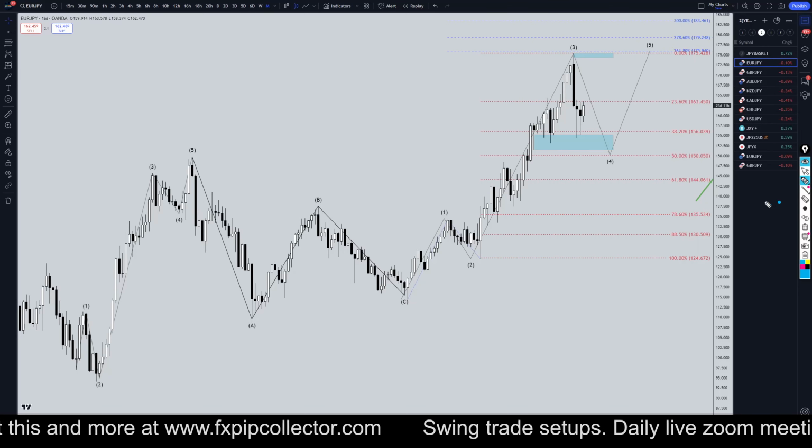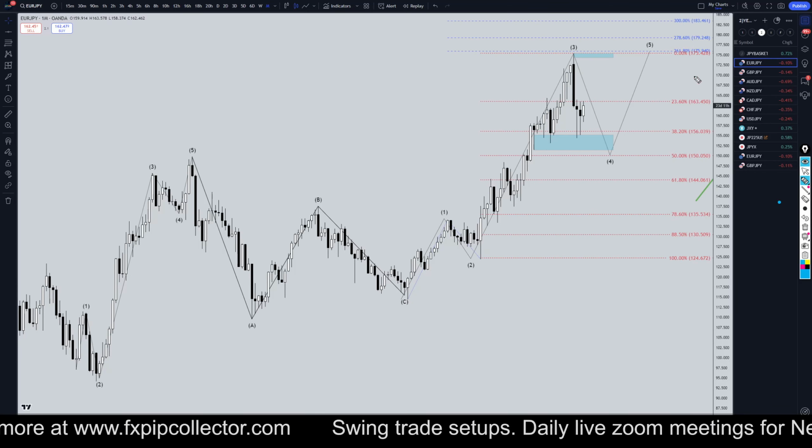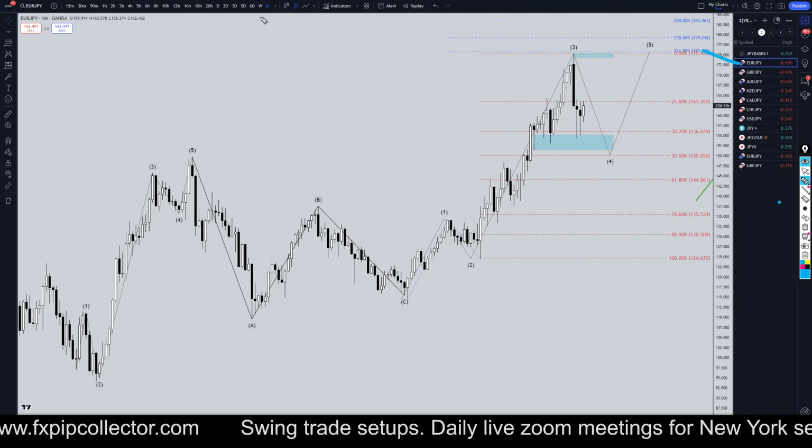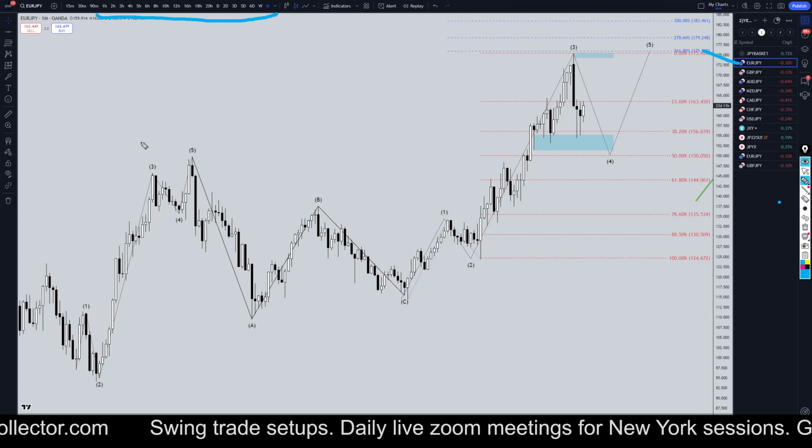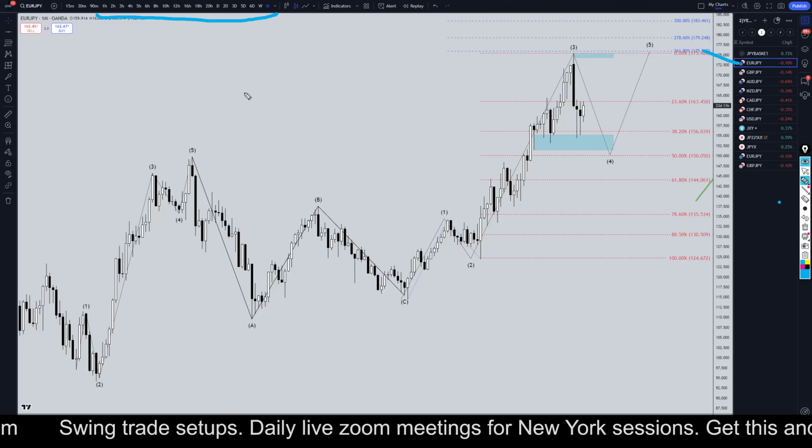Today is Tuesday, October 8th, and I'm going to be analyzing the euro yen starting on the monthly, working my way all the way down to the 1 hour time frame for the full top down analysis.